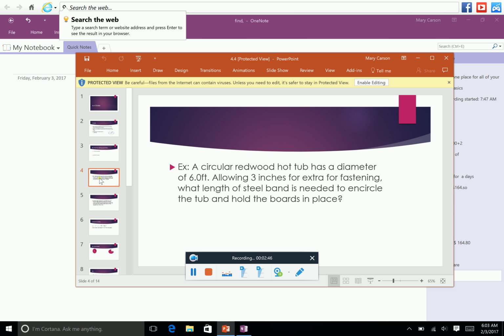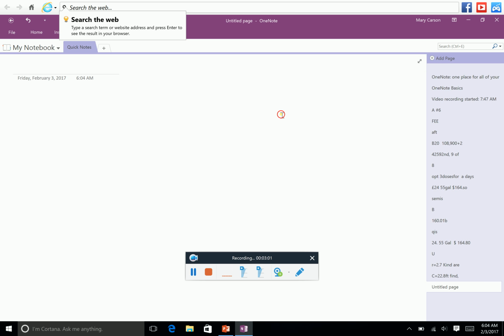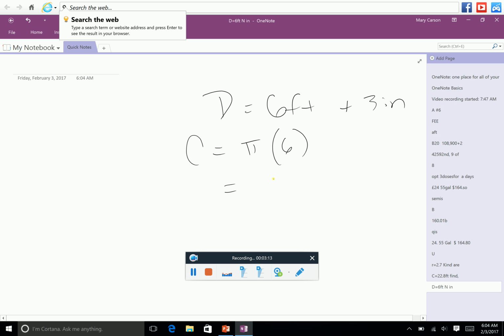next problem. A circular redwood hot tub has a diameter of 6 feet, allowing 3 inches for extra fastening. So your diameter is 6 feet, and you want to allow 3 inches for extra fastening. So the diameter is 6 feet plus 3 inches. So the first thing we have to do is find the circumference. So that's going to be pi times 6, and you end up with about 18.85. Okay, and this is feet.